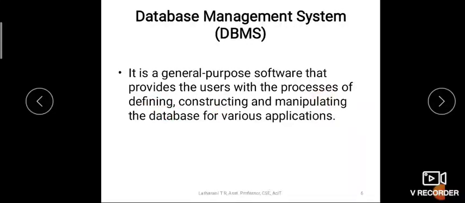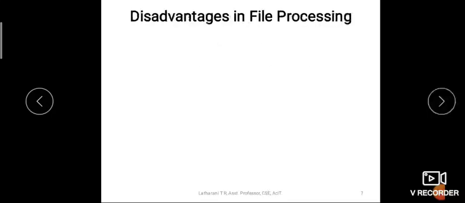Defining means how your database should be. You design first, then according to the design you construct, and then after constructing you put some data into it and manipulate the data. Manipulating means adding more data, deleting the existing data, updating the data, retrieving the data. All those things are manipulating operations. So a database management system is a general purpose software which lets you perform operations on the data like defining, constructing and manipulating for various kinds of applications.